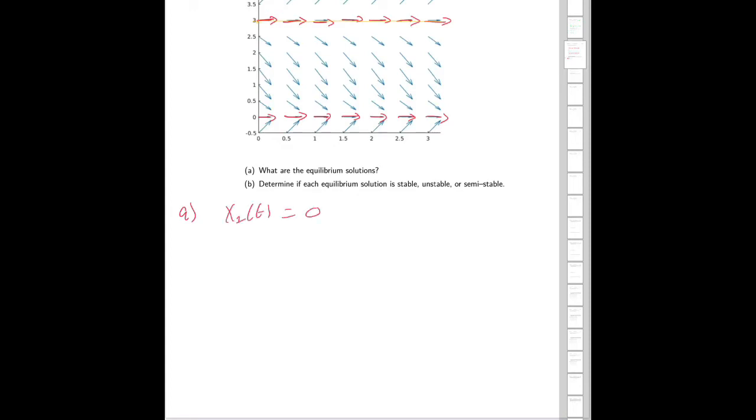Okay, so to answer part A, x1 of t equals 0, x2 of t is equal to 3. These are the equilibrium solutions.